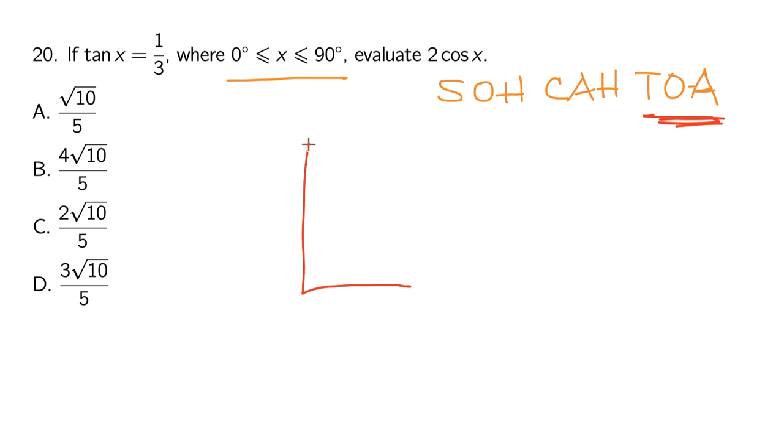This means that the tangent equals the opposite over the adjacent. So if this is x, then if tan x is 1/3, it means that the opposite is 1 and the adjacent is 3. And we have a right angle triangle, so we can find the hypotenuse. Now we want to find 2 cos x, and to find cos x we use CAH, which is the cosine is the adjacent over the hypotenuse. So it's this 3 over whatever the hypotenuse is.